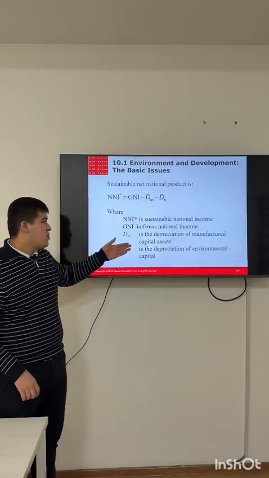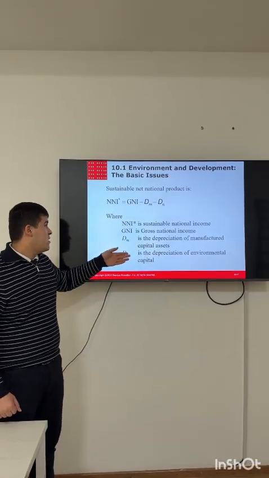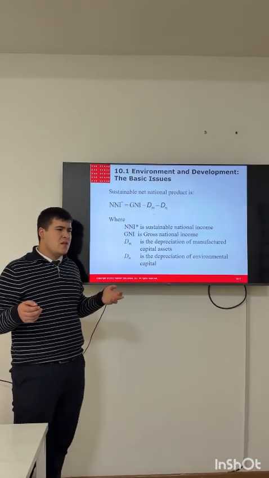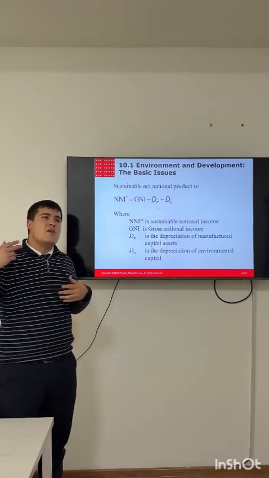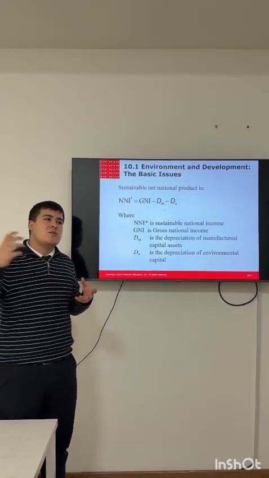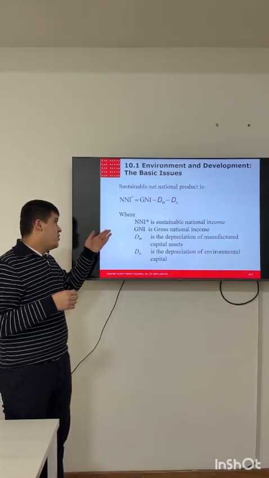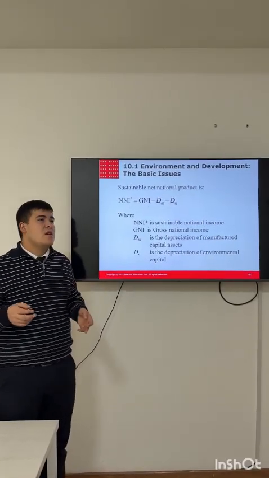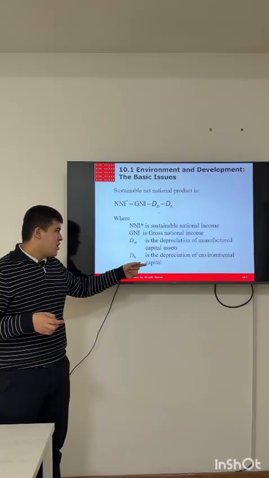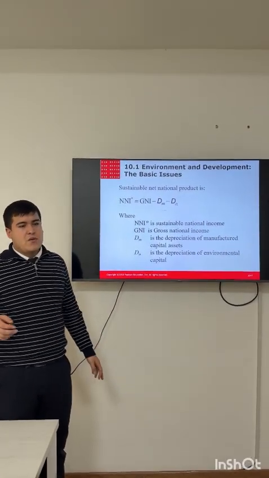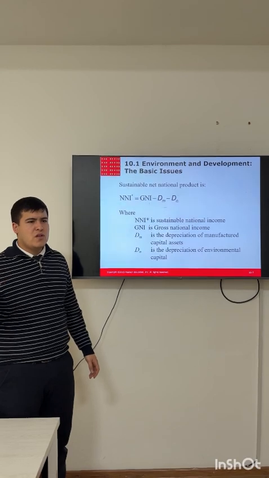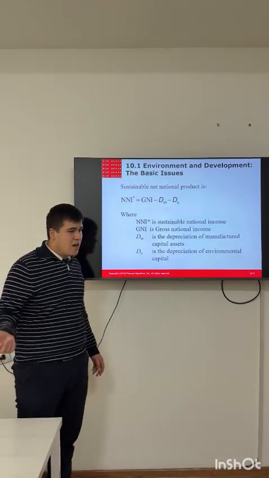And DM is the depreciation of the manufactured capital assets. What does it mean? For example, we are using cars, we are building monuments, and this is DM. And DM, this is an environmental one. This is depreciation of the environmental capital. This is a loss of the environmental capital. For example, water, air, and others.